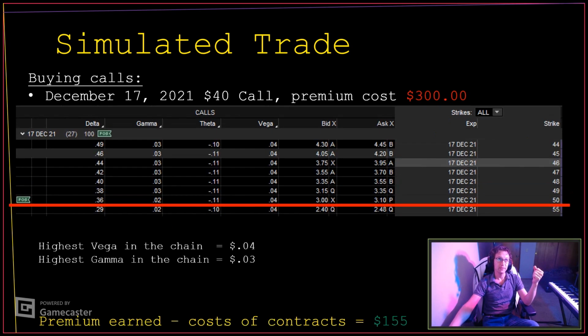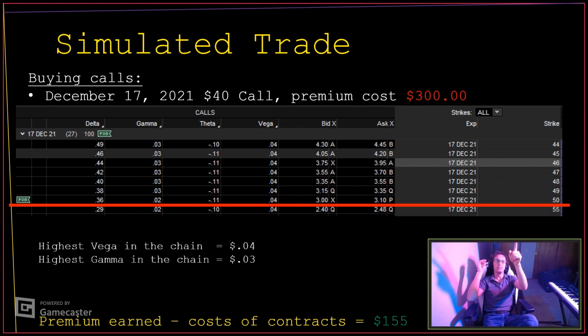The second call is a December 17th, 2021 $40 call. The premium was, and that's wrong, it's not $40, it's $50. The premium was $300. Now, I wanted a $40 call, right? But the problem is the premium. You can see the ask is $310 for $50, and then the $40 strike is going to be higher than $500. It's not even shown here.